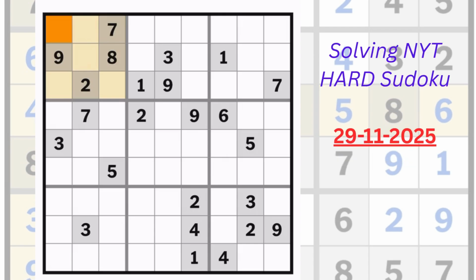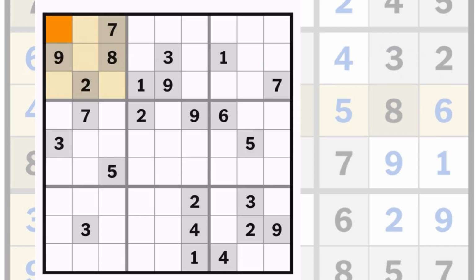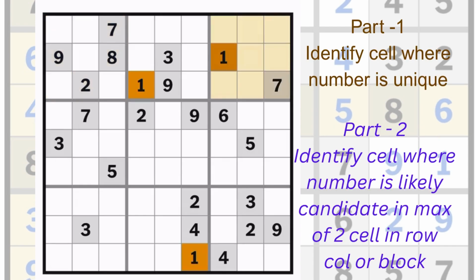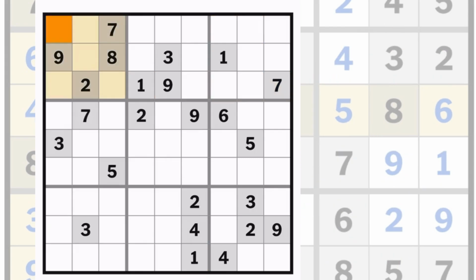Today we'll try to solve the Sudoku Hard Puzzle of the New York Times dated 29th November 2025. So let us start. We start with number 1. Here these are the two cells where number 1 is a likely candidate. Here we get a cell where number 1 is a unique number, so we are posting it. These are the two cells where number 1 is a likely candidate. Similarly, these are the two cells where number 1 is a likely candidate.